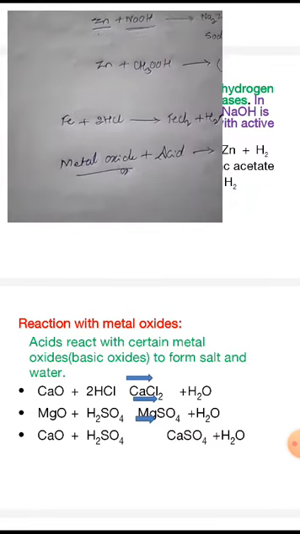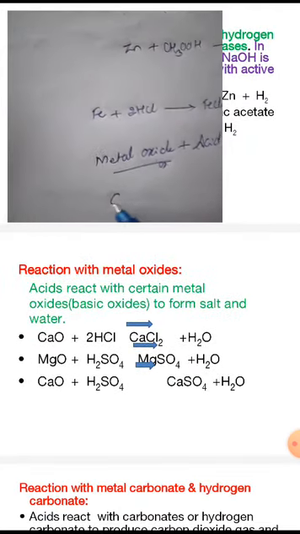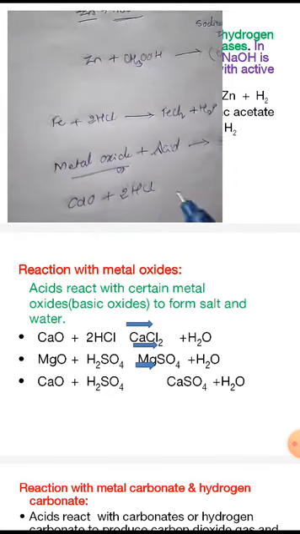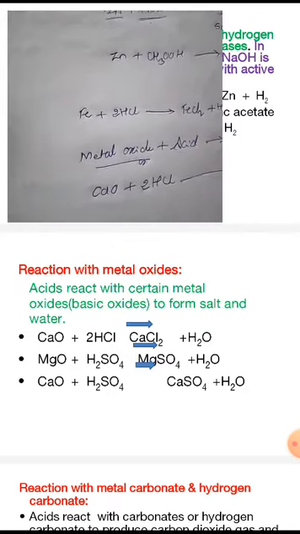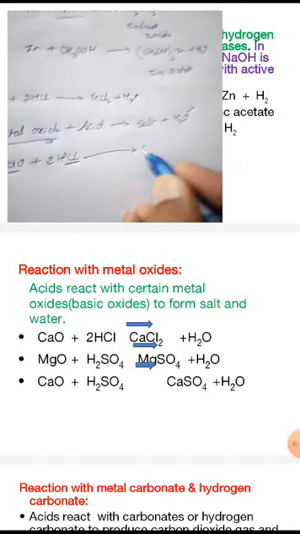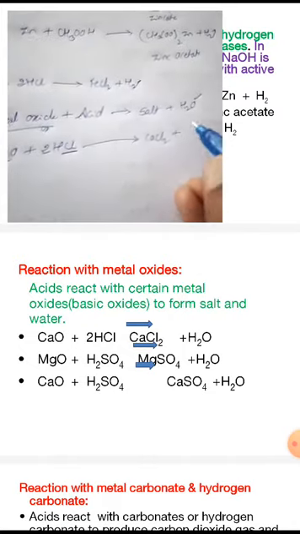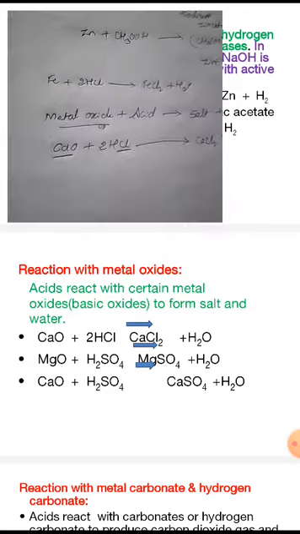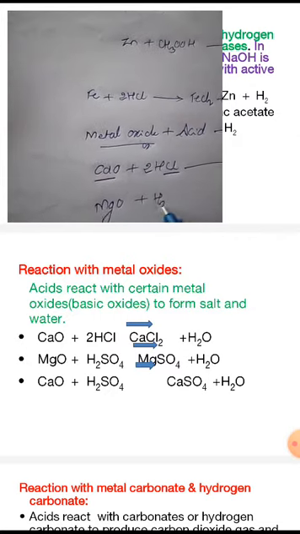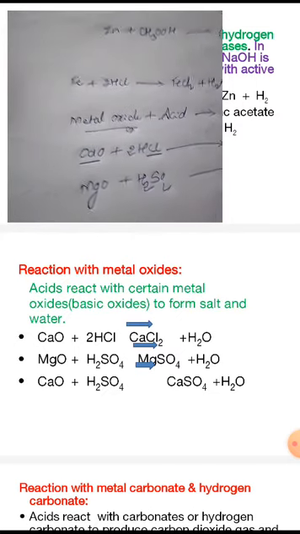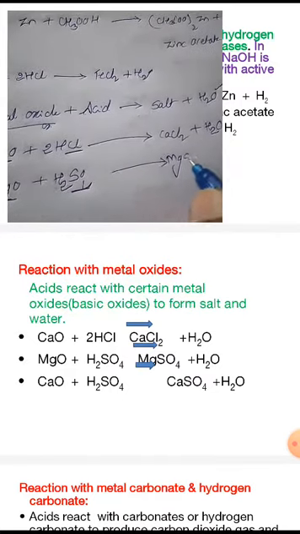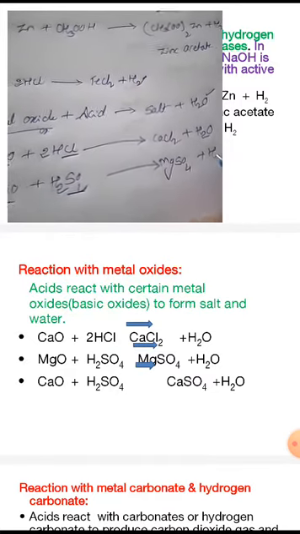Okay, we'll see the examples. Calcium oxide, CaO, reacts with HCl, hydrochloric acid. See what happens here: calcium combines with the Cl, calcium chloride is formed, then a water molecule is released. Then magnesium oxide reacts with sulfuric acid. What happens here? Same, the magnesium combines with the sulfate, it produces magnesium sulfate, then a water molecule is released.